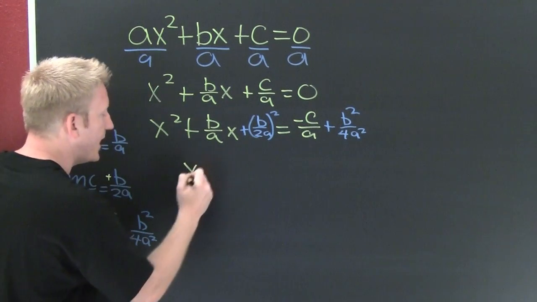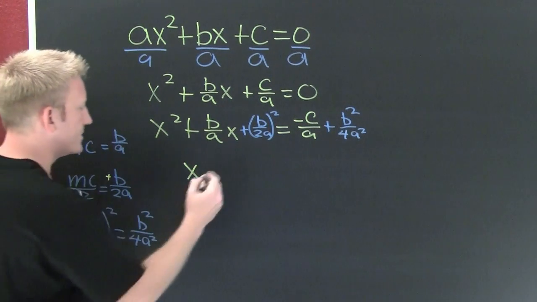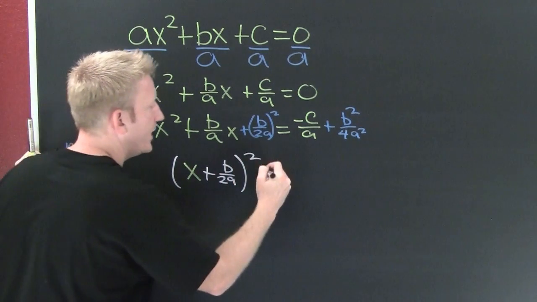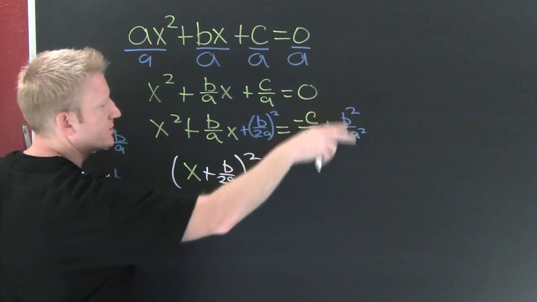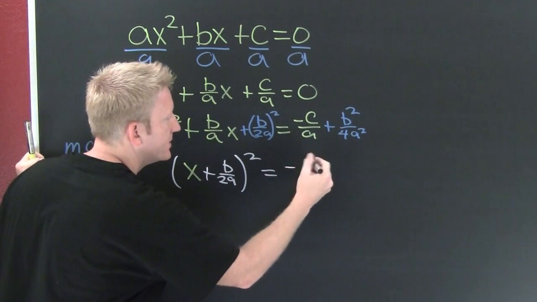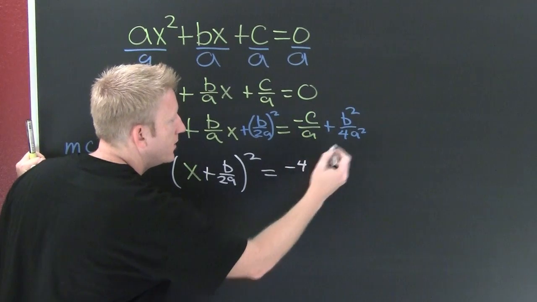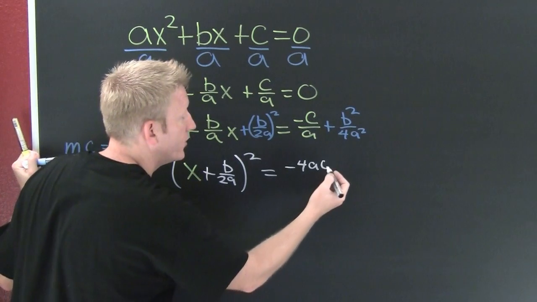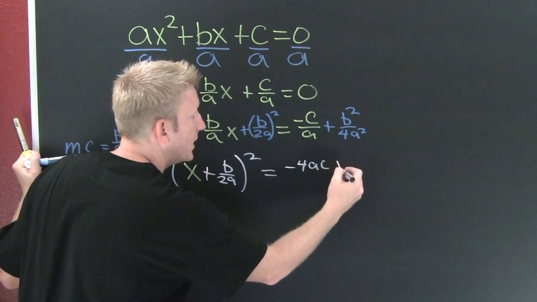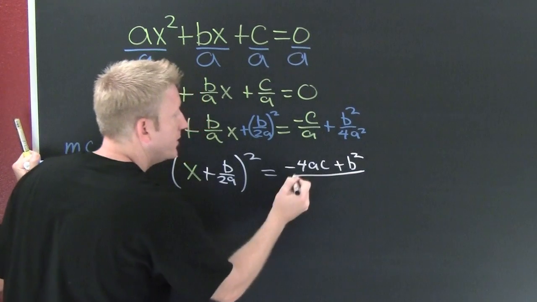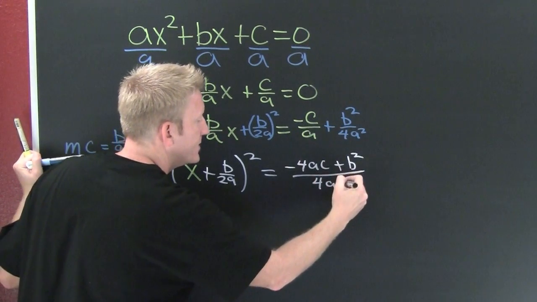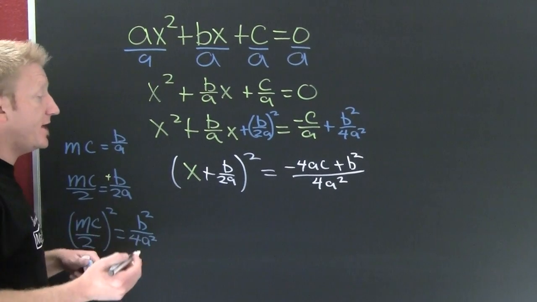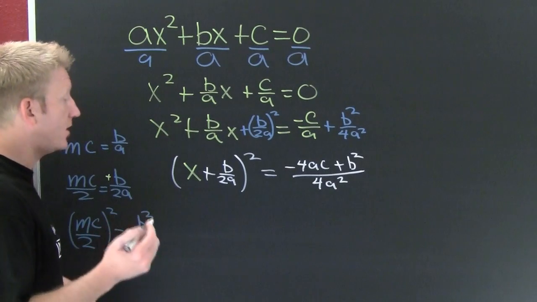So this is going to be x plus b over 2a, squared, and then that's going to be equal to, let me add those. That's minus 4ac after getting a common denominator. You should do that in the comfort of your own home. Plus b squared over 4a squared. So then I use the square root property and solve.